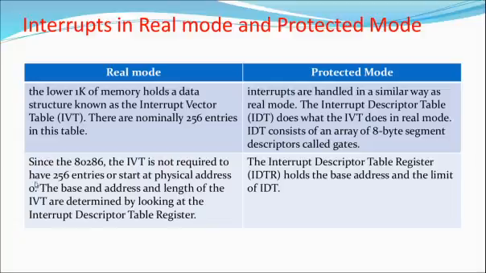In real mode, since the 80286, the IVT is not required to have 256 entries or start at physical address 0. So there is a change since the 286 processor. The base address and length of the IVT are determined by looking at the interrupt descriptor table register. So from the IDT register, the IVT address is calculated. Earlier it was stored at address 0 and the number of entries was 256. Since the 286, the number of entries may change in the IVT and it can be stored anywhere. The address of the IVT will be stored in the interrupt descriptor table register.